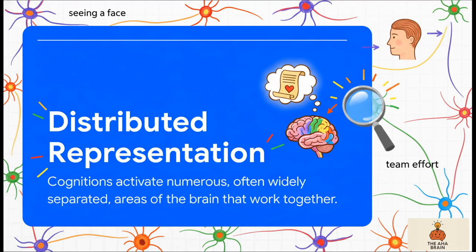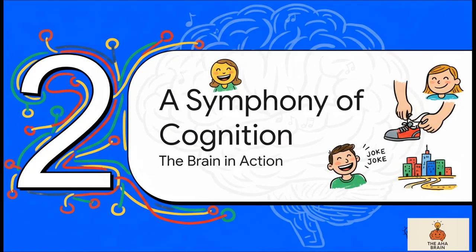It's a fancy term, but the idea is simple. Think of it this way. Your thoughts and memories aren't like a single file stored in one folder on a computer. No, they're spread out all over the hard drive. It's not about one single spot. It's a massive team effort, a coordinated light show happening all across your brain at once.